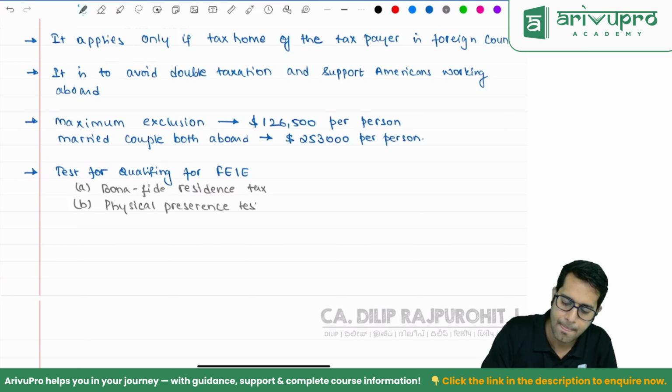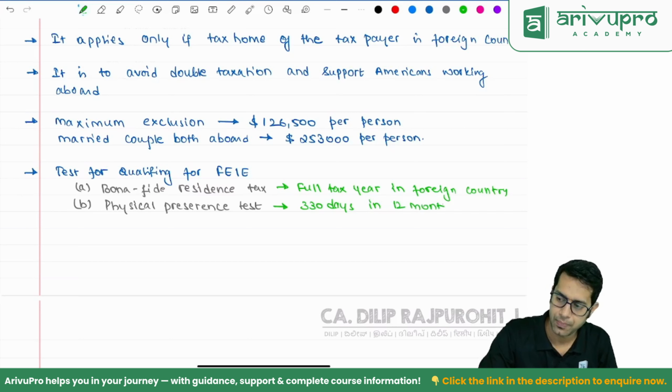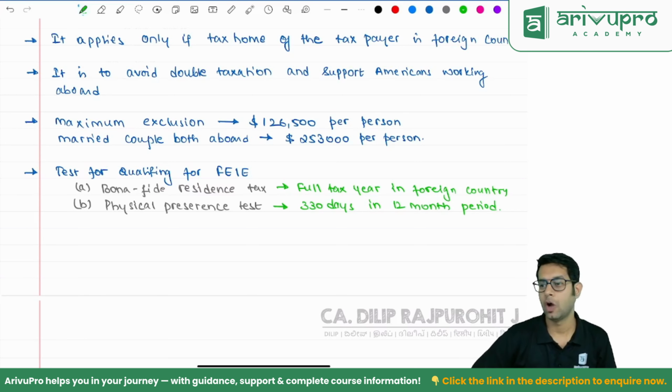Now, what is bona fide residence test telling? Your full tax year should be in foreign country. And what is this point telling, sir? Physical presence test telling that out of 330 days, meaning you should be present over there for 330 days in a 12-month period. In a period of 12 months, 330 days you should have stayed over there.